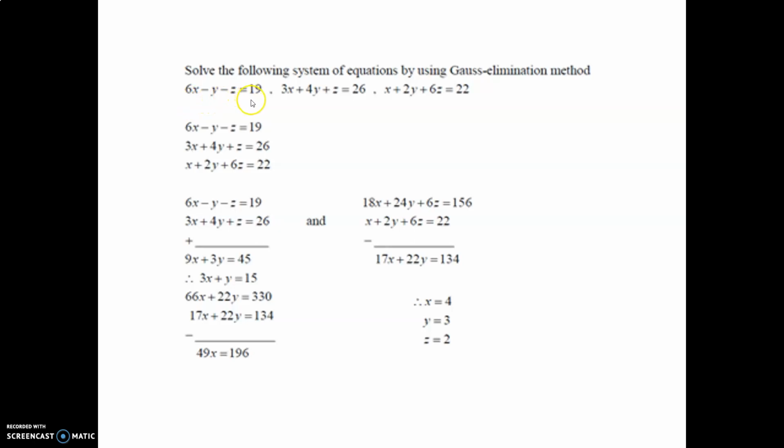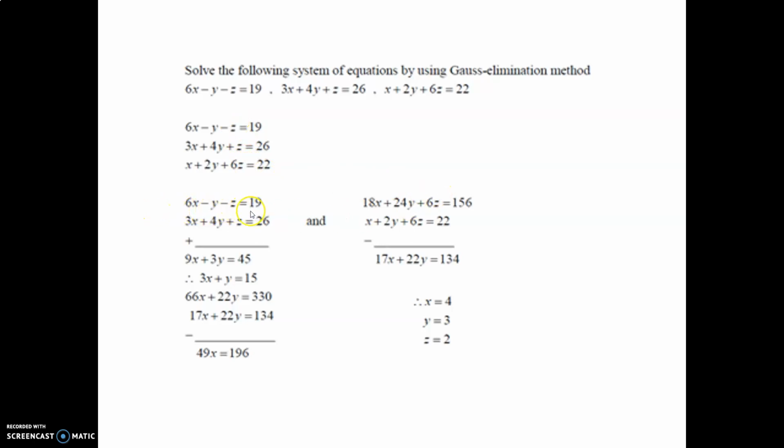6x minus y minus z equal to 19, 3x plus 4y plus z equal to 26, x plus 2y plus 6z is equal to 22. Three variables, three equations. Simultaneously we have to solve. We keep the first equation constant, taking 1, 2 and 1, 3 simultaneously.